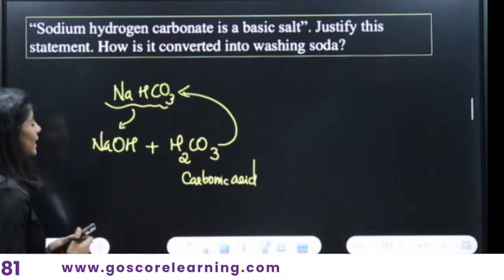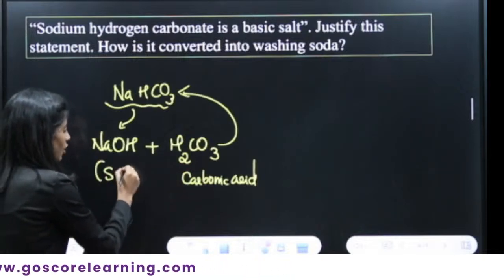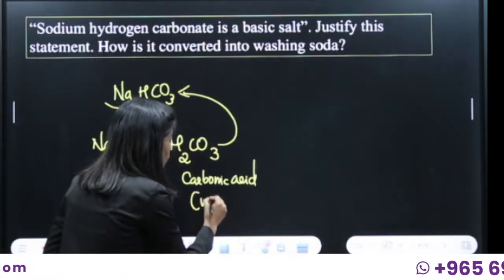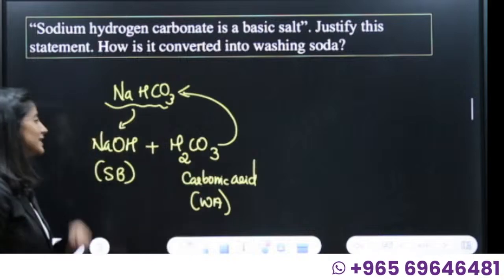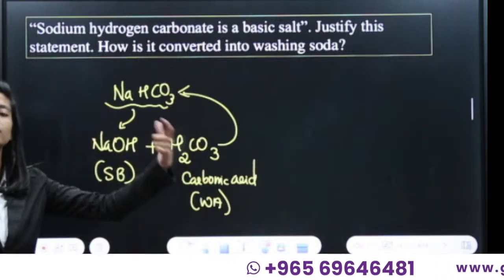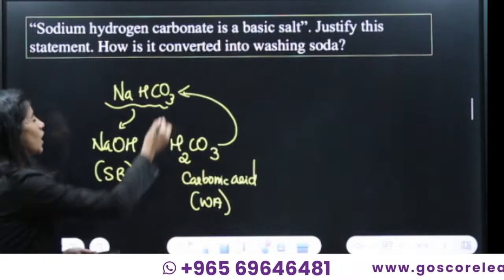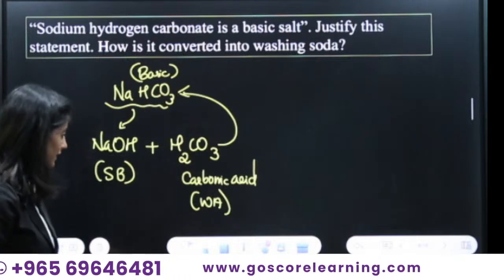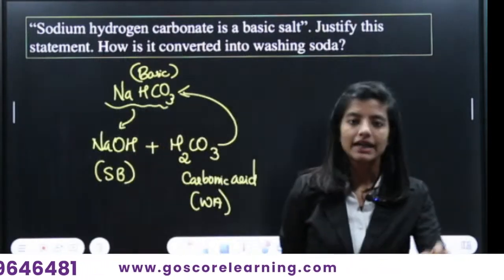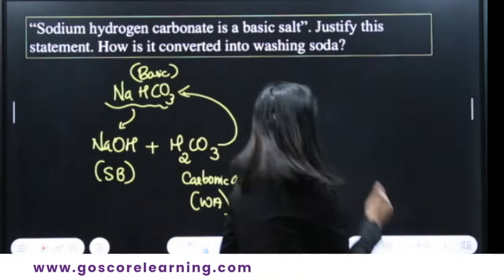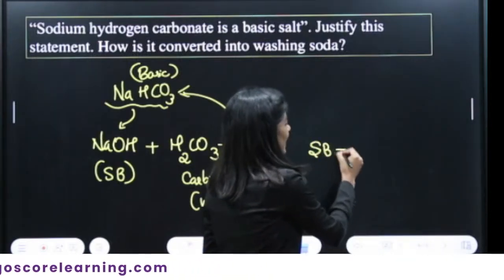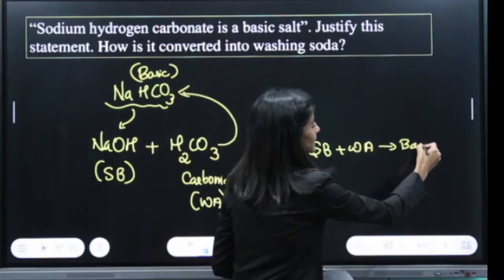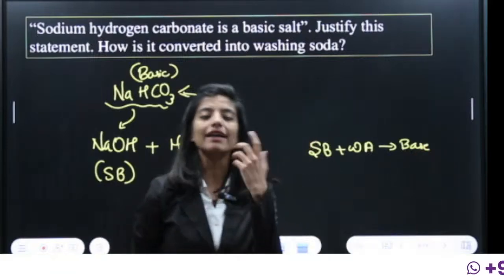Now coming to NaOH, we already know that it is a strong base. NaOH is a strong base, whereas our carbonic acid is a weak acid. The salt formed will be what? Definitely the salt formed will be basic in nature. This is the basic concept that you should understand. When a strong base reacts with a weak acid, the salt that we will get will be basic. The salt that we will get is a base.